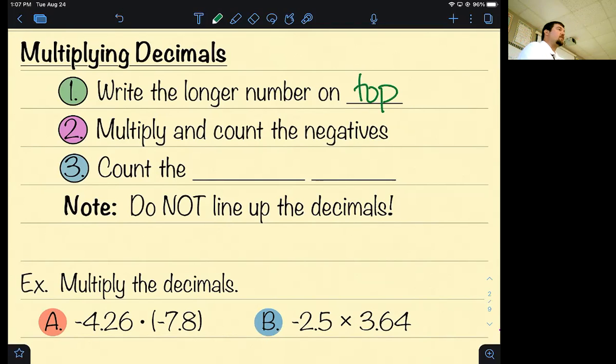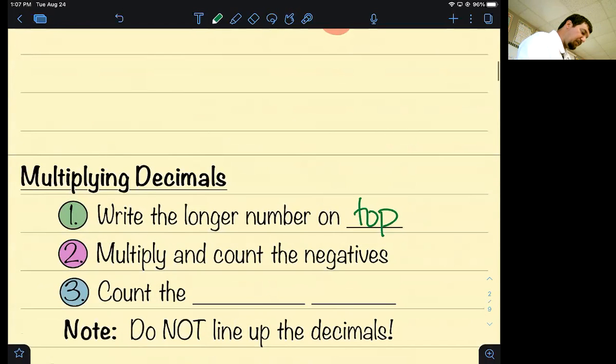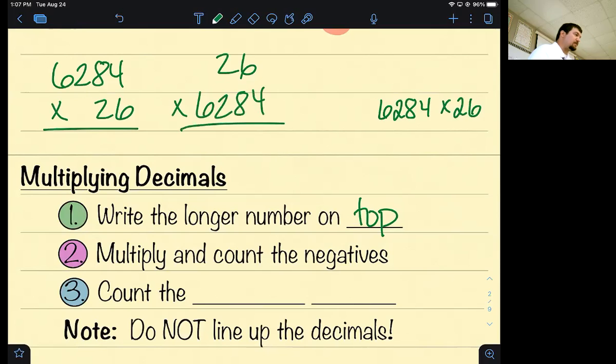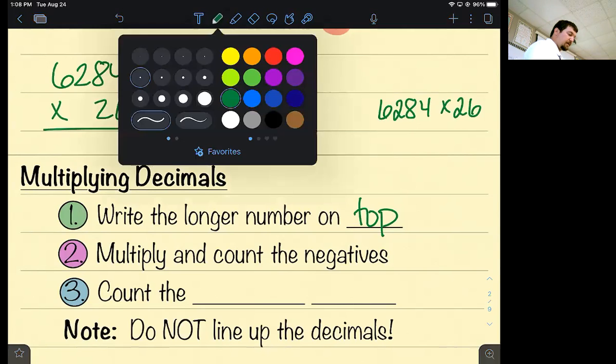The longer number. Here's what I mean by the longer number, not the larger number. If I'm multiplying, for example, 6,284 times 26, how would you write that? Would you write it like this? Or would you write it like this? Which of these seems more natural to you? Xander? First one. The first one. Now, it seems more natural because I put the larger number on top. But in the instructions, I said put the longer number on top. Well, here's why I'm saying longer instead of larger.